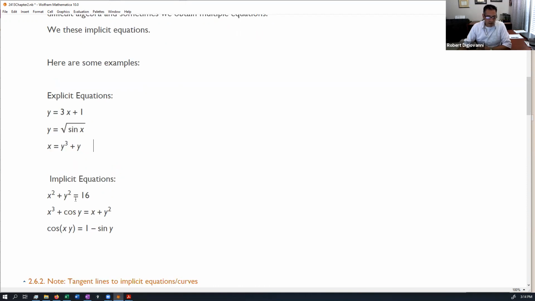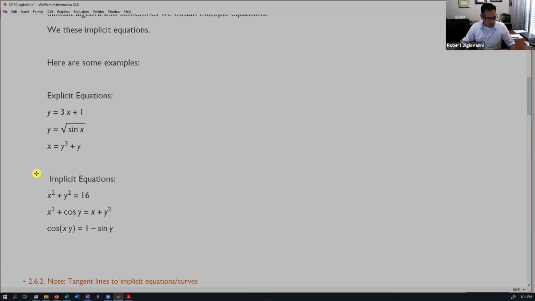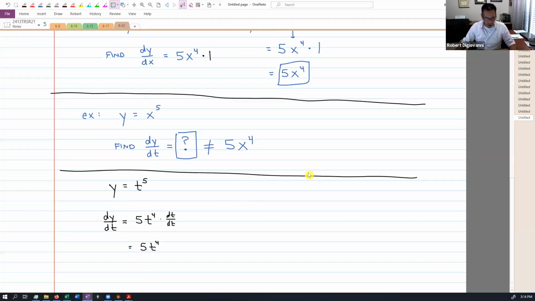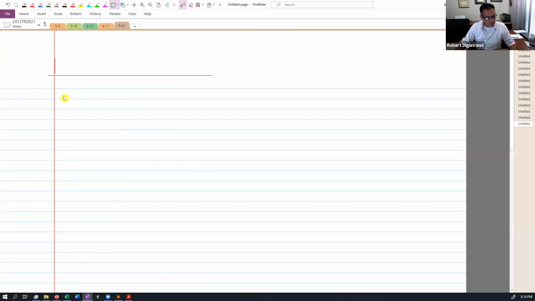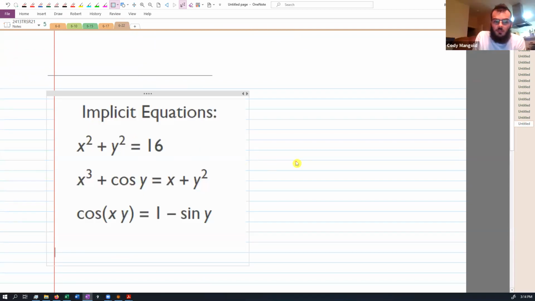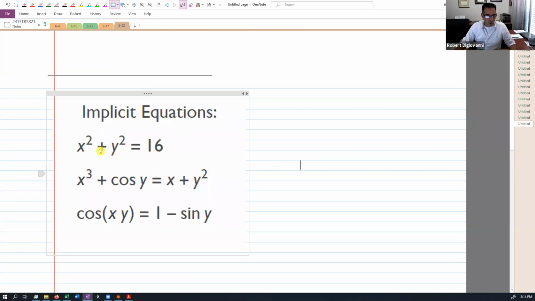But these are not. So this first equation, x squared plus y squared equals 16, is not explicit because you cannot solve for y or x easily. I mean, you can do it, but it's problematic. Let's take a look at it. Does anyone recognize what that equation is? x squared plus y squared is 16. A circle. It's a circle of radius 4.